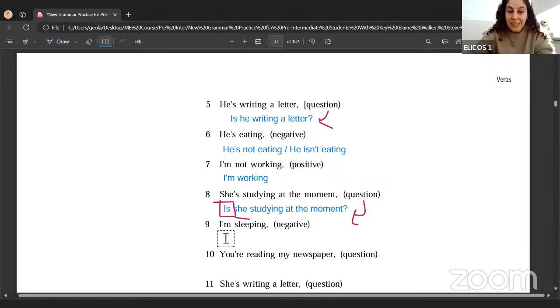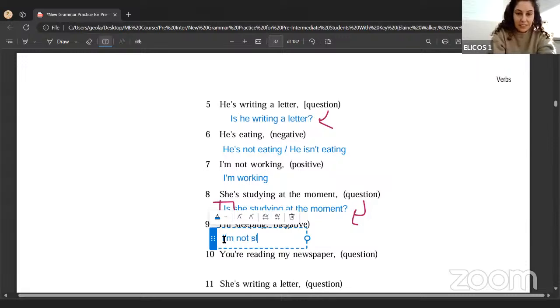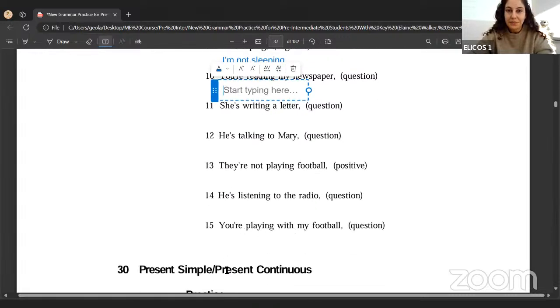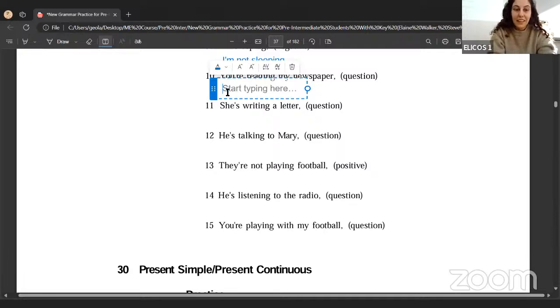So is she studying at the moment? Number 9, I'm sleeping. Negative. I'm not. Yeah, I'm not sleeping. So what are you doing right now? Well, I'm not sleeping. I'm studying. I'm talking. 10, you're reading my newspaper. Make it a question. Are you reading my newspaper?